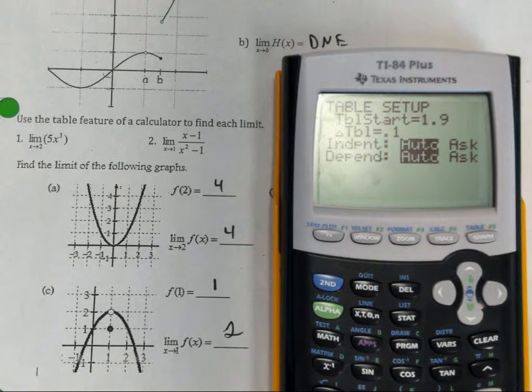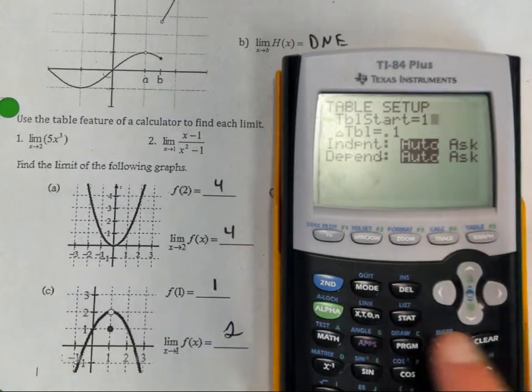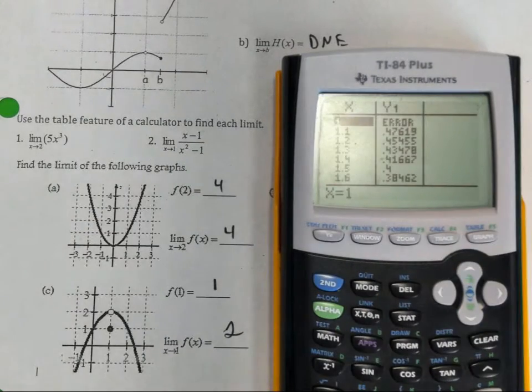What number am I worried about approaching? I'm going to put 1 there. I'm going to hit second table. When I do that, guys, you see an arrow at 1, don't you? That means it's discontinuous at that point. We got some discontinuity going on.